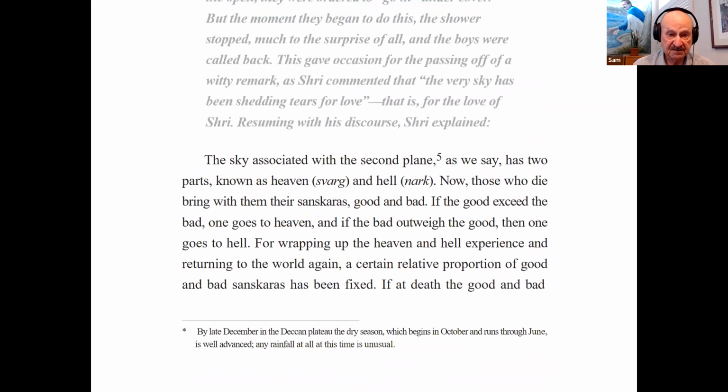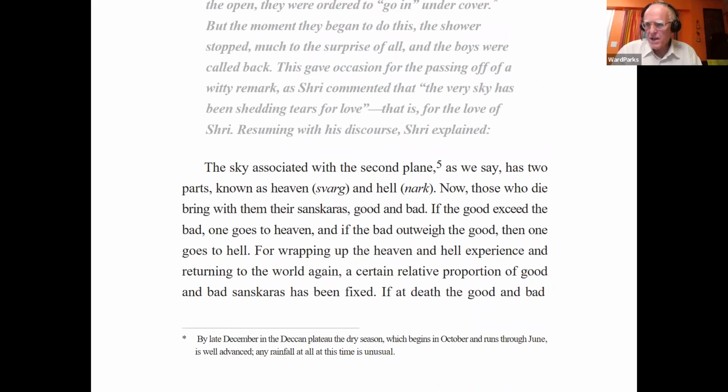I want to read that note now. By late December in the Deccan Plateau, the dry season, which begins in October and runs through June, is well advanced. Any rainfall at this time is unusual.